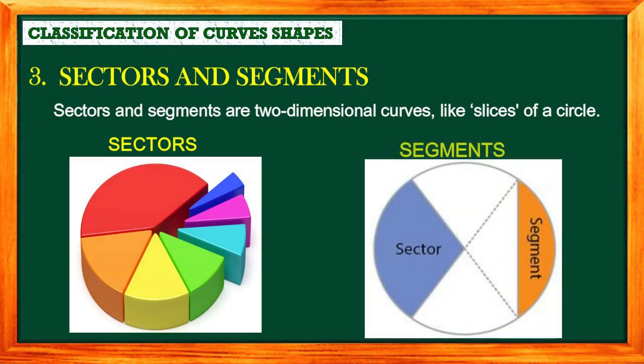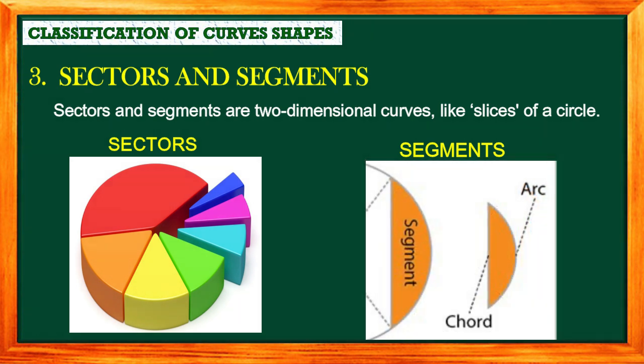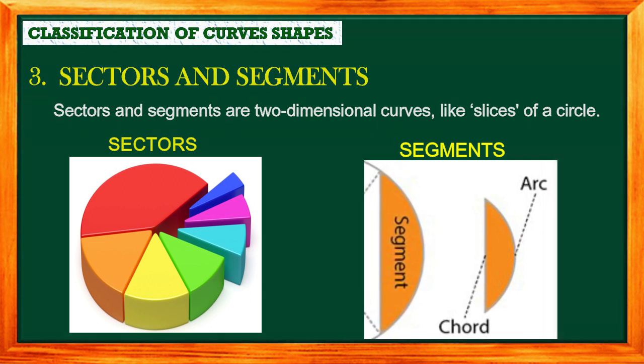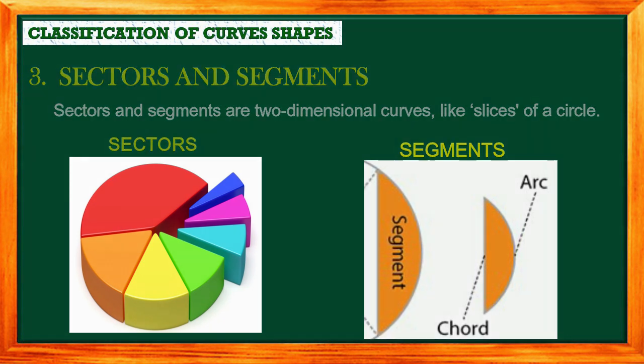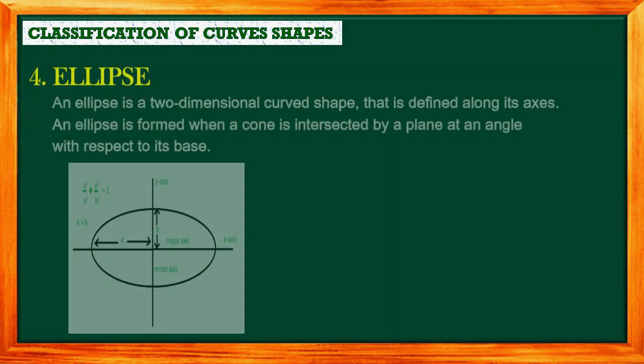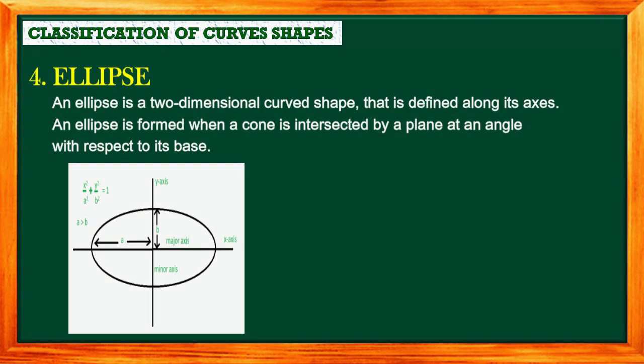Segments is the curved part of a sector, the part that is left if you remove the triangle from a sector. Segments are made up of two lines, the arc, which is the section of the circumference of a circle, and the chord, which is the straight line joining the two ends of the arc. Number 4 is the ellipse. An ellipse is a two-dimensional curved shape that is defined along its axis.